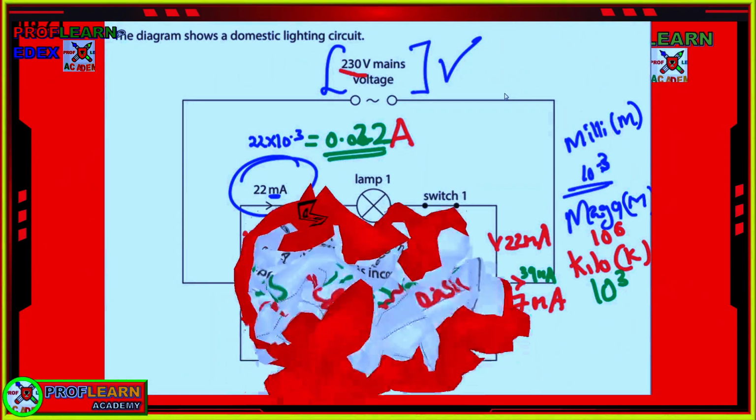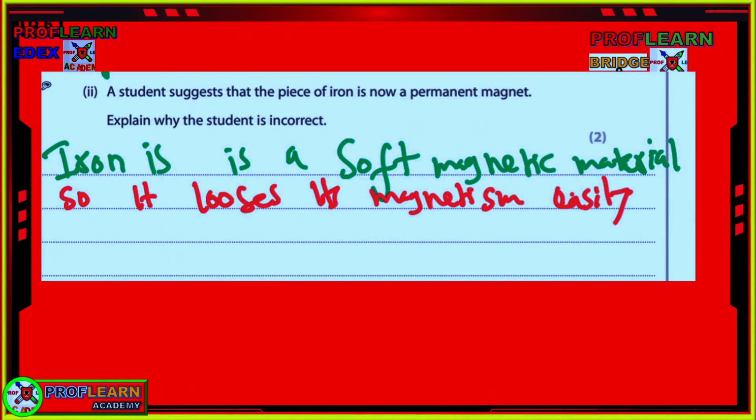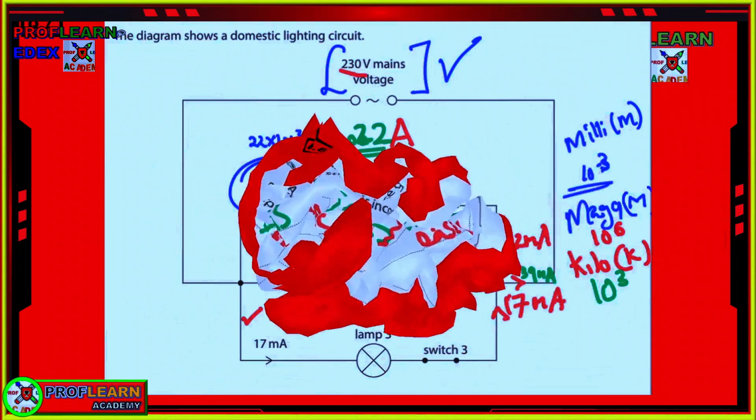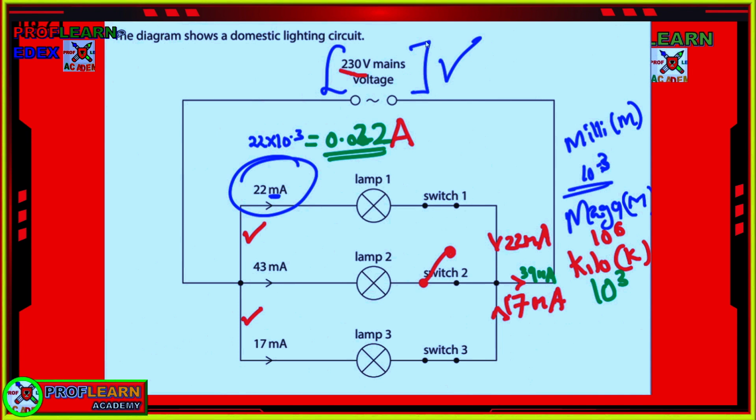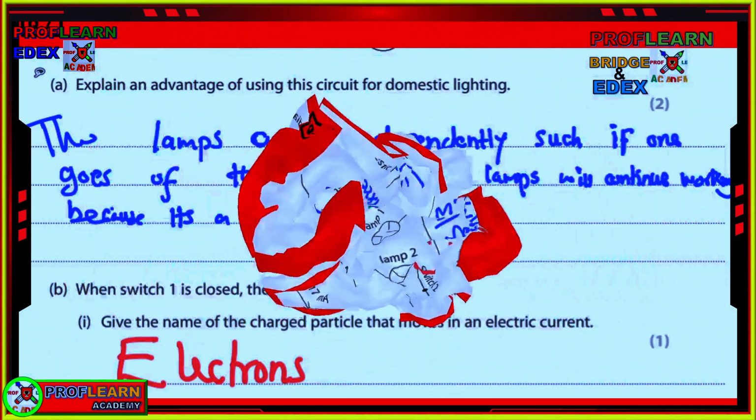Right, so we need to move to electricity. In electricity, we are told the diagram shows a domestic lighting system circuit, and you can see we are given some currents here. This is the main supply of 230 volts. I was just discussing with my students that milli means 10 power negative 3, mega means 10 power 6, kilo means 10 power 3. Those are quite important aspects you need to understand.